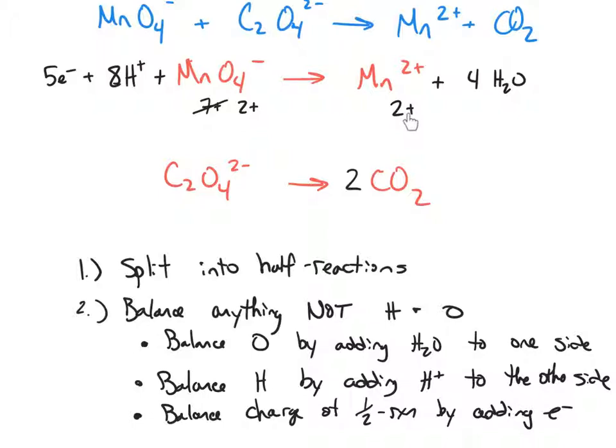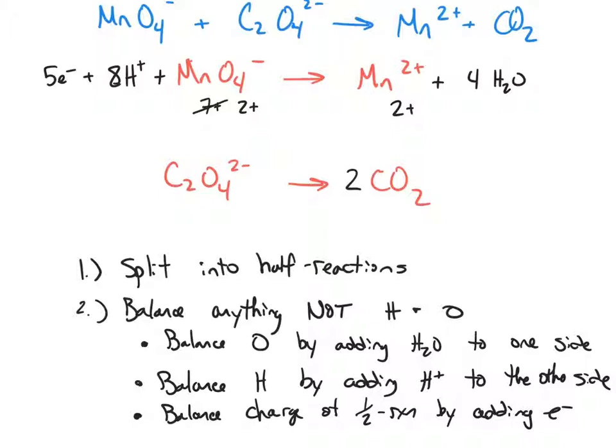Now it's important to note that you can only add electrons to bring a high number down. You can't add anything to the side to bring a low number up to the other side. So we're adding electrons to bring the 7 down to a 2, not adding 5 protons to bring the 2 up to a 7, right? So that's the first half reaction.